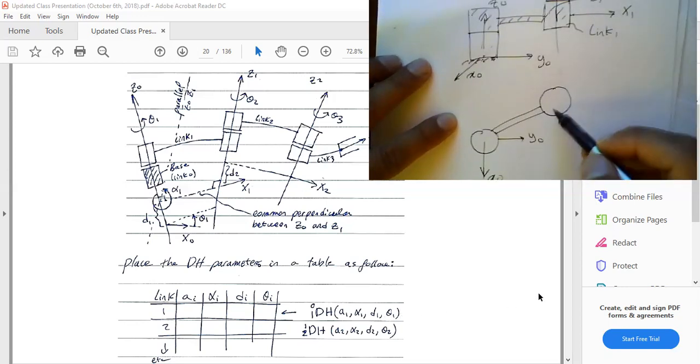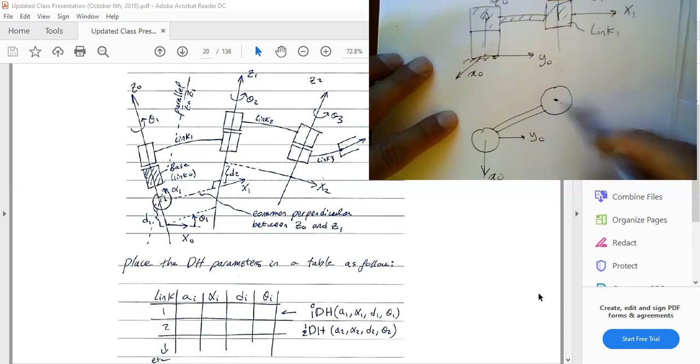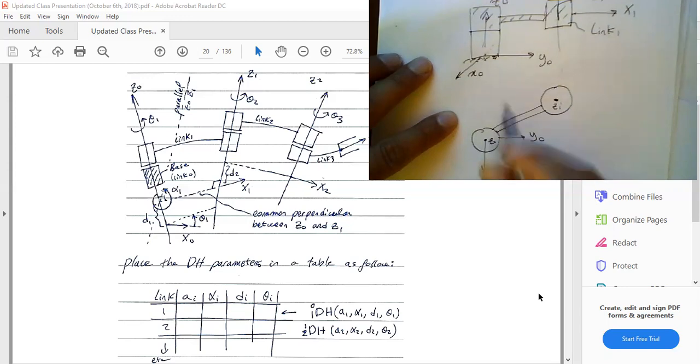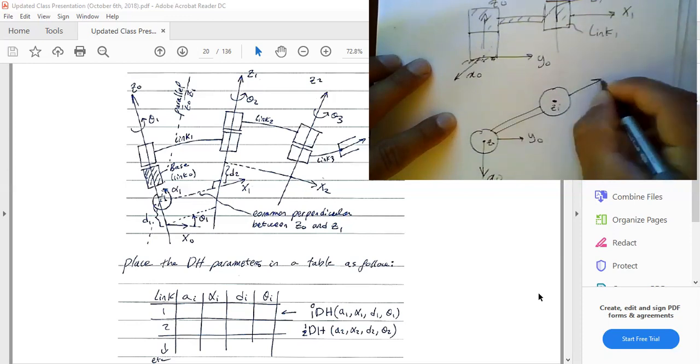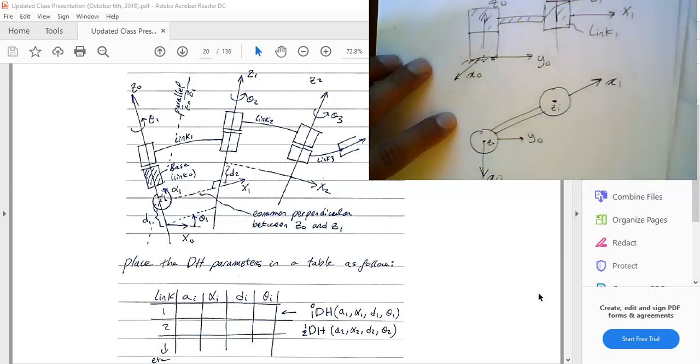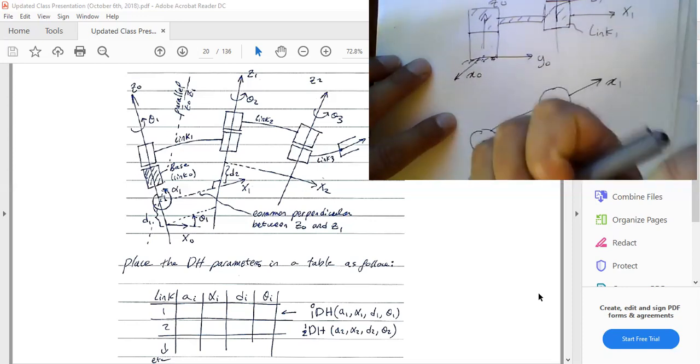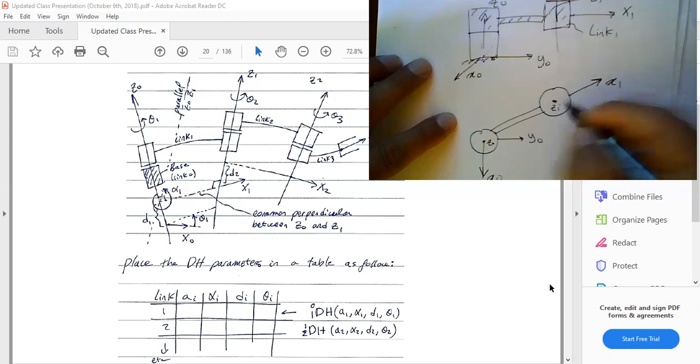X1 has to be what? Perpendicular to, so this is my Z1, and my Z0 is also pointing up. So this is my Z1, this is my Z0. Now X1 has to be perpendicular to this guy and that guy. I'm not going to draw Y1 because I already know Y1 is going to be the cross product of Z cross X. Theoretically it's going to look toward that direction, but you never need to draw Y1 on the DH frame.